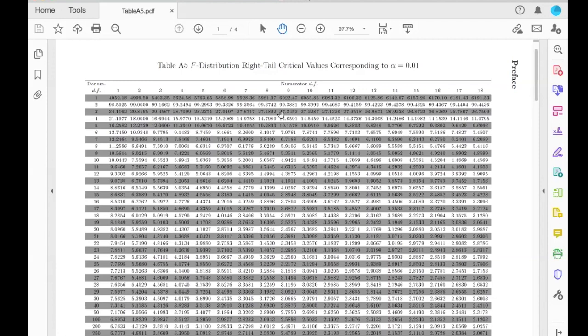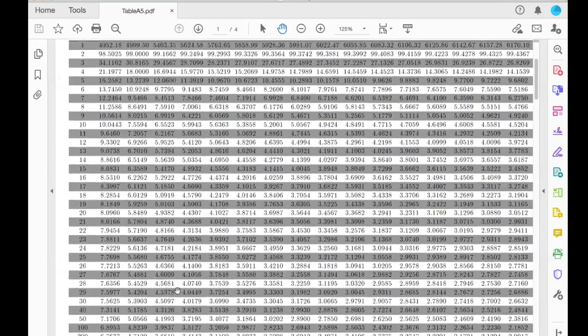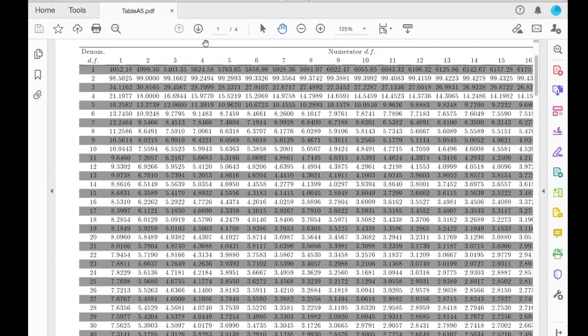But remember, for degrees of freedom 1, we had 4. So I see that here. And it was 30 degrees of freedom for the denominator. So I'm going down. If you can see my little hand here, I'm hovering over 4 for the numerator, and then going all the way down to 30 for the denominator. And it says 4.0179. Remember, this is always a right tail test. 4.0179.